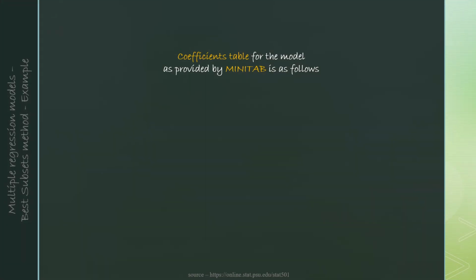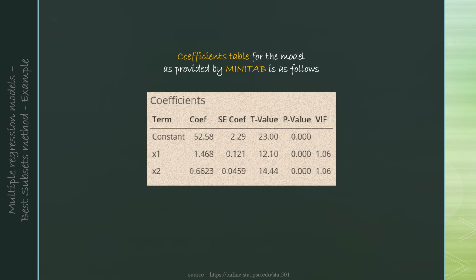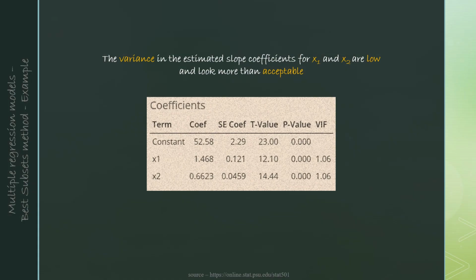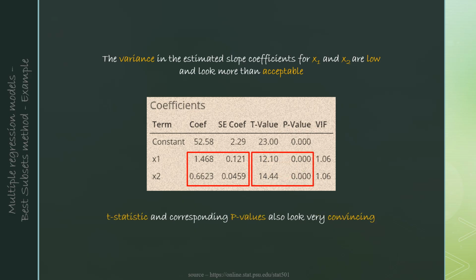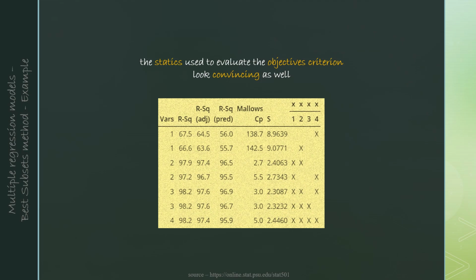Coefficients table for this model as provided by Minitab is as follows. We see very low values for VIF and therefore no multicollinearity whatsoever. The variance in the estimated slope coefficients for x1 and x2 are low and look more than acceptable. T-statistic and corresponding p-values also look very convincing. And we already know the statistics used to evaluate the objectives criterion look convincing as well.